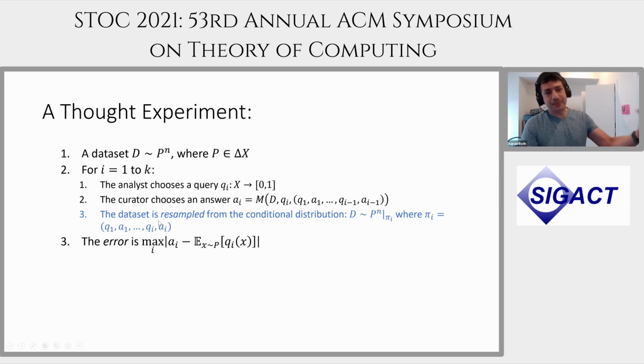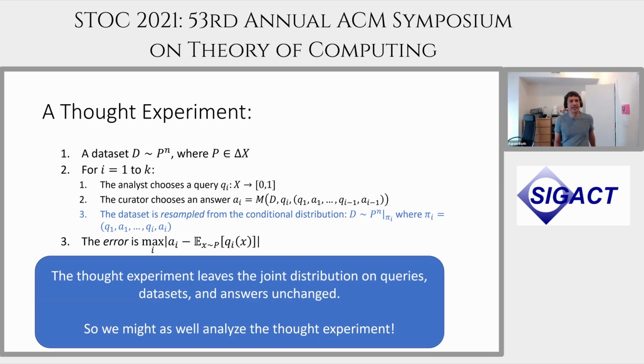The new thing in this thought experiment, something that's not really happening, is that every round, after the curator provides an answer to the data analyst, we are going to imagine that the data set is freshly resampled. So instead of the data set being fixed, it's freshly resampled every round, not from its underlying original distribution, not from its prior distribution, but instead we'll resample it from its conditional distribution, the conditional data distribution, conditional on everything the analyst has seen so far. That's the only difference. In this thought experiment, every time a query is answered, we resample the data set from this conditional data distribution.